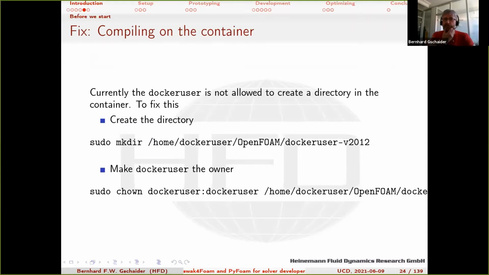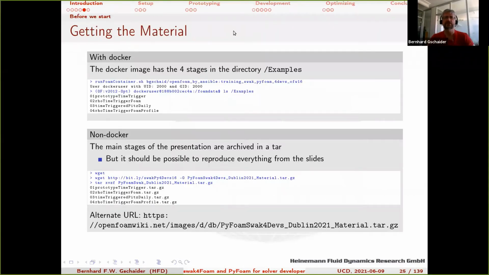When I tried the examples in the Docker machine, I noticed that there is one directory in the Docker machine that you're not allowed to write to. With these two commands, you do that inside of the machine. There's no need to issue a password. You make that directory writable to yourself, and then you can, for instance, compile the solvers that I've shown. The examples are in the root of the /examples folder in the Docker container, or you can download them from this URL.